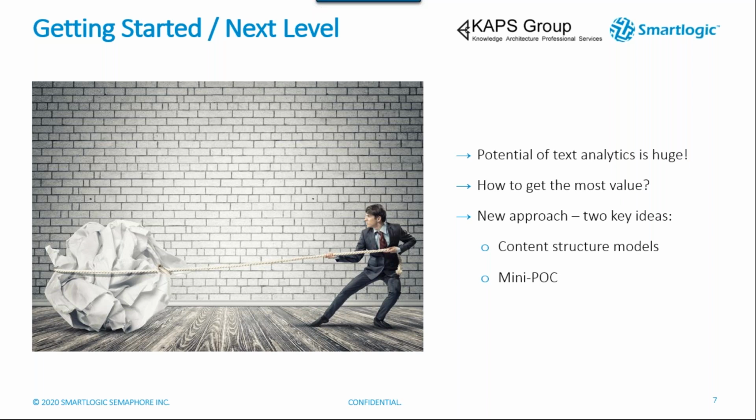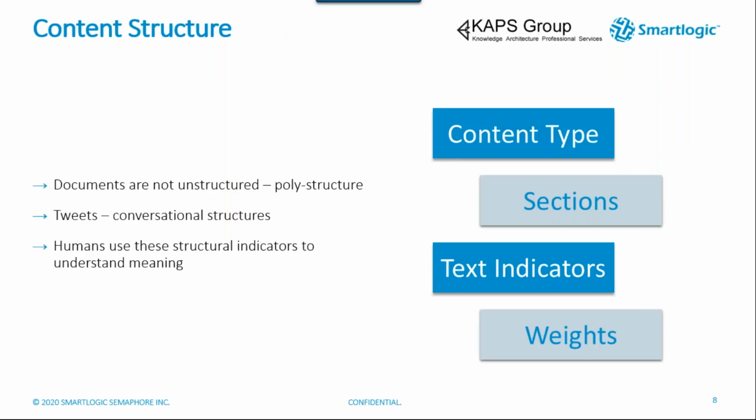And so the techniques we're going to describe today can be used both for people that are just starting out, but also for people who want to take their text analytics to the next level. And the new approach has two key ideas: content structure models and a mini POC. These are both ways to get people really started or to enhance their current initiatives. And so the two of them together provide powerful tools. So let's talk about content structure models.